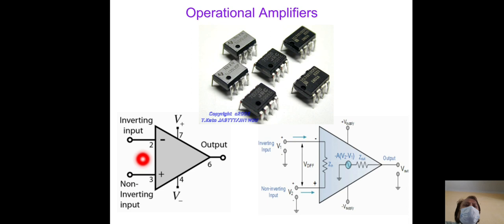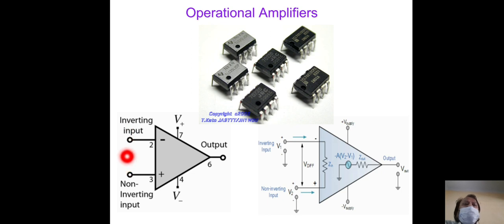The numbered terminals are 2, 3 and 7, 4 and 6. These 5 terminals are used for the symbol of the operational amplifier. There are 2 inputs in the operational amplifier: inverting input and non-inverting input. The negative sign indicates the inverting input, and the positive sign indicates the non-inverting input. When you apply a signal, these are two different ports: an inverting input port and a non-inverting input port.